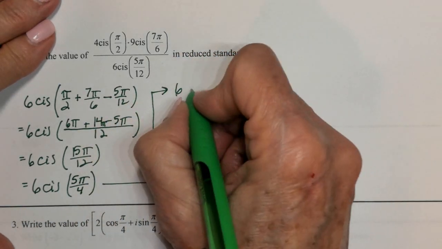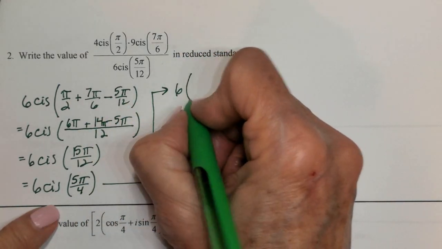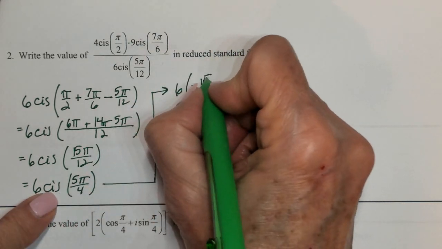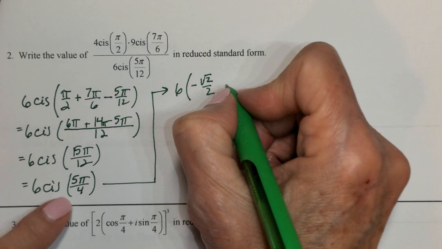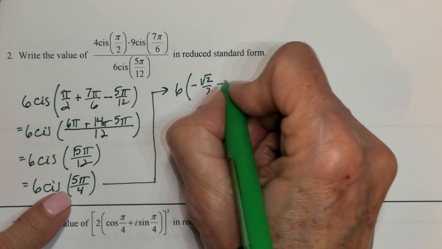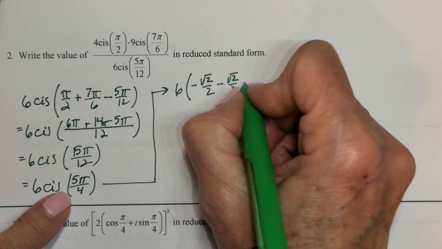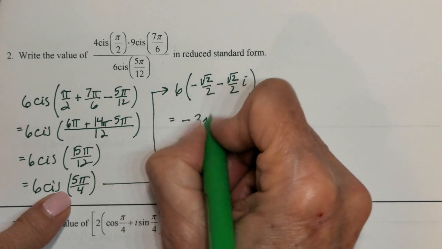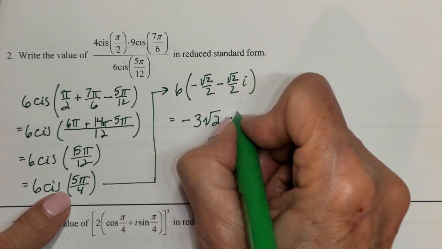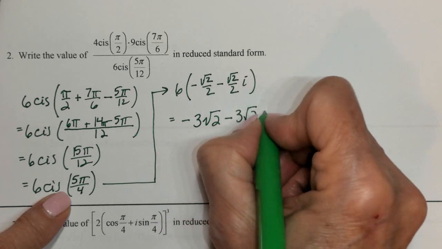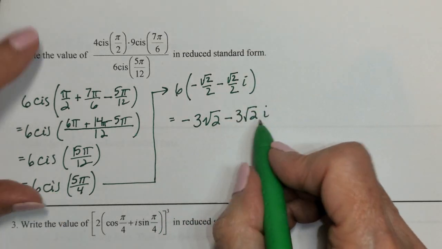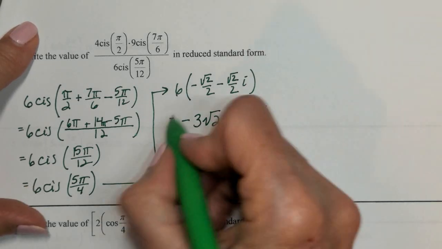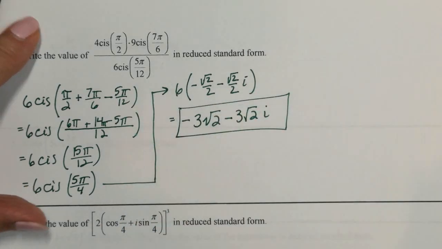That is 6 times cosine of 5 pi over 4 is negative square root 2 over 2. Sine of 5 pi over 4 is also negative square root 2 over 2. It's down there in quadrant 3. So this is negative 3 square root 2 minus 3 square root 2i. Make sure that your i is not under the radical when you write this, okay? It needs to be outside of that radical.